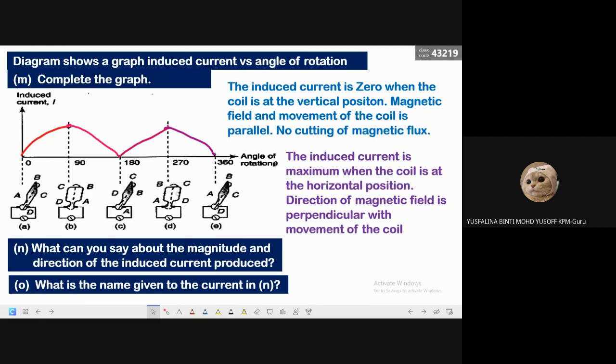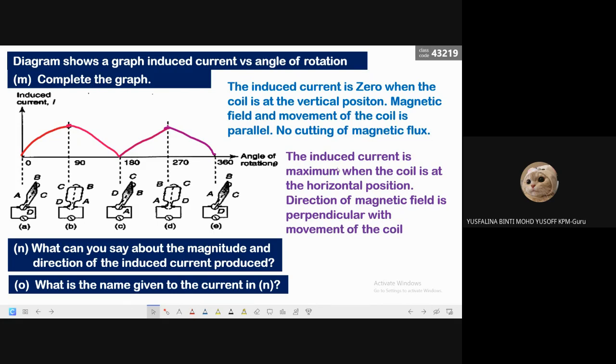Then here again, horizontal, it means there is cutting of the magnetic field, so there will be a current. And then this one, no current. So what can you say about the magnitude and the direction? The induced current is zero when the coil is at the vertical position. This is the proof that when it is vertical, the induced current is zero because no current is produced and the bulb does not light up. The magnetic field and the movement of the coil are parallel, so no cutting of the magnetic field.